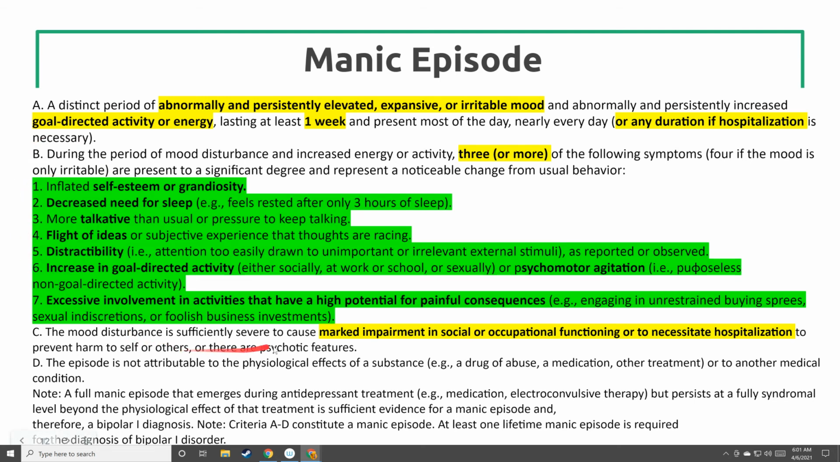And now notice it is sufficiently severe to cause marked impairment in social or occupational functioning or to necessitate hospitalization. So this is a biggie. This is going to cause an impairment in functioning, both socially or occupationally in their jobs, or even require hospitalization. So it's going to be a 1 week period of 3 or more of the following, in addition to elevated mood and goal-directed activity.